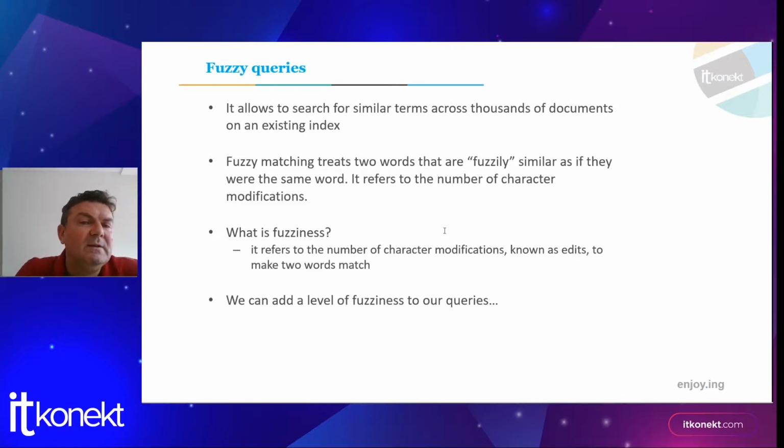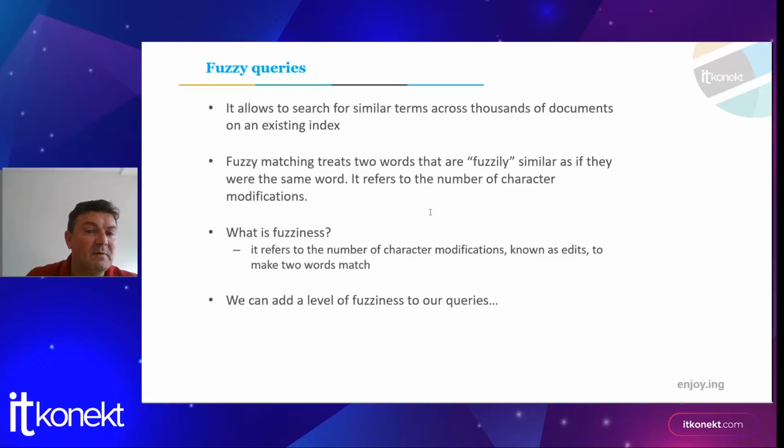In today's world, we expect the search application to grant some flexibility in terms of precisely matching. Elasticsearch is capable of dealing with misspelled words using fuzzy queries. Fuzzy queries are one of the most powerful features available in Elasticsearch. It allows you to search for similar terms across thousands of documents in an existing index. Fuzzy matching treats two words that are fuzzily similar as if they were the same word.